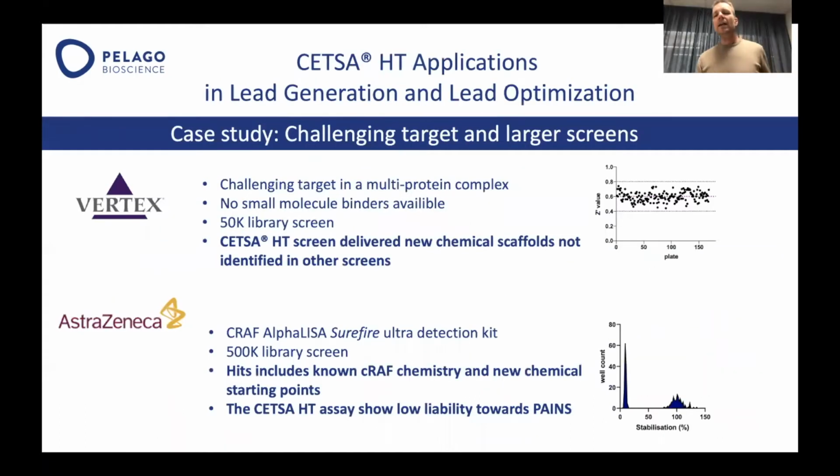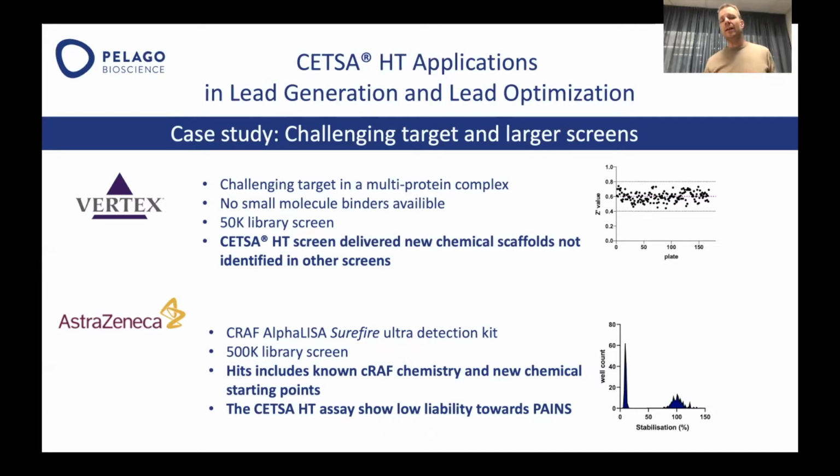And two of our clients have done exactly that. We developed the assay, and then Vertex screened, in the first case here, a relatively small library, but they did that because they were really interested in this challenging multi-protein complex target, and they had no tools to prosecute this target. So after developing the assay, they screened this relatively small library, and indeed this assay delivered new chemical scaffolds which weren't identified in other screens, and therefore Vertex can now prosecute this interesting target.